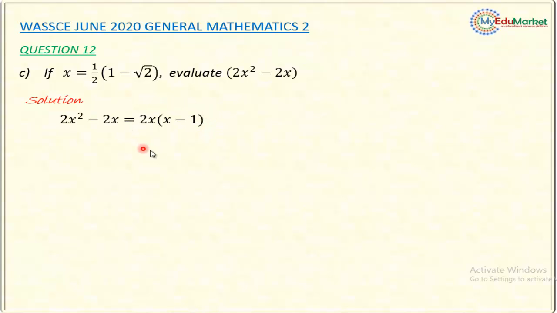So it is here that I will now replace x by 1 over 2 into 1 minus root 2. Substituting, I'm going to have 2 times x, but x is 1 over 2 into 1 minus root 2, so 2 times the whole of this, which is nothing but x, then times the bracket. Inside the bracket I have x, which is 1 over 2 into 1 minus root 2, then minus 1, the last minus 1. So I'll simplify this.